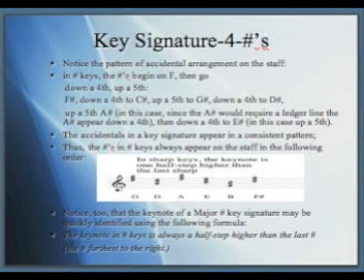Notice the pattern of accidental arrangement on the staff. In sharp keys, the sharps begin on F, then go down a fourth, up a fifth. F sharp, down a fourth to C sharp. C sharp, up a fifth to G sharp. G sharp, down a fourth to D sharp. Then we get tricky because up a fifth from D sharp would be A sharp, but there isn't any room above that, so it has to be written an octave lower. It gets sort of tricky from there. But if you go down from that imaginary A sharp a fourth to E sharp, there's your 6th accidental.